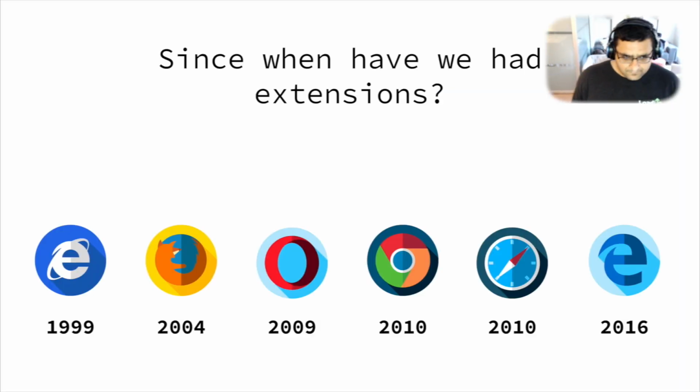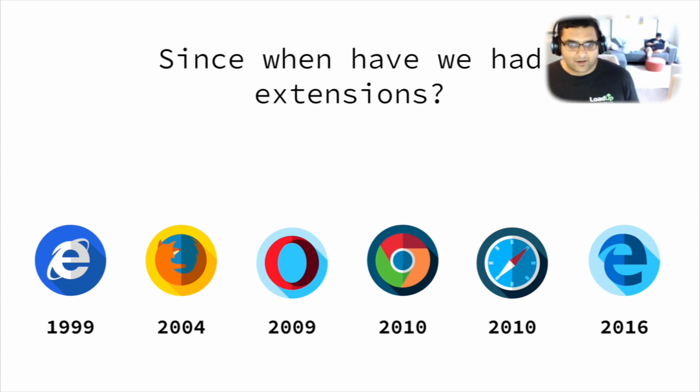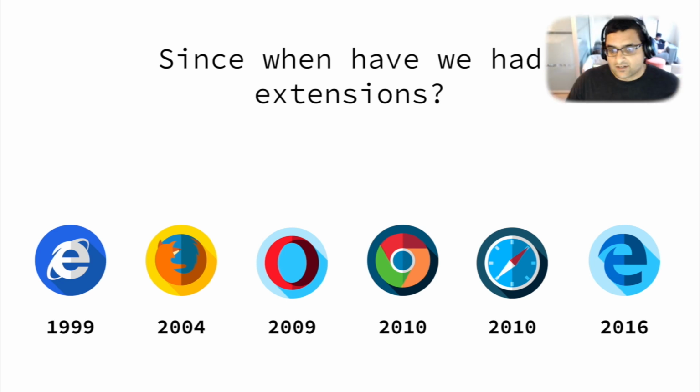So extensions actually have a pretty long history. Ironically enough, the first browser to have extensions was Internet Explorer in 1999, but it looks very different than it does today. It was added in Firefox in 2004, Opera in 2009. Chrome, which owns the lion's share of the web extension market today, only really started supporting them in 2010. And then 2010 as well on Safari, and then 2016 in Edge.